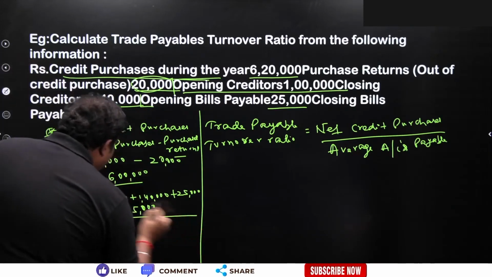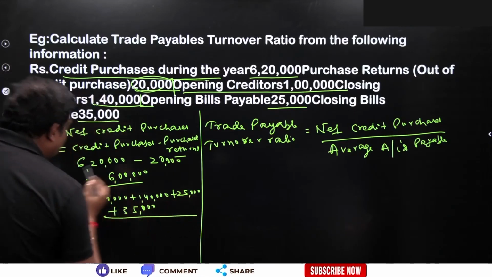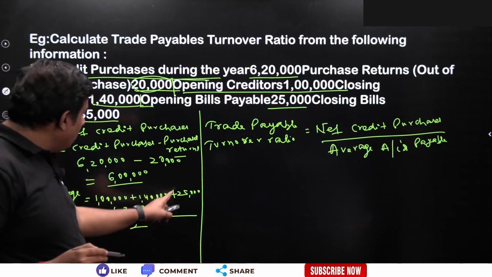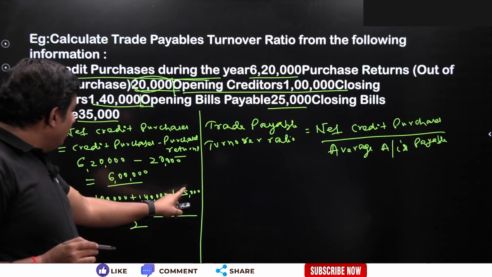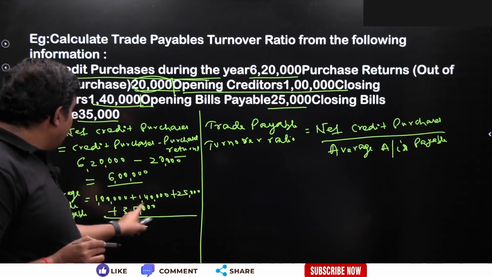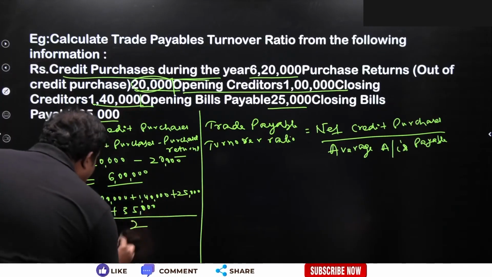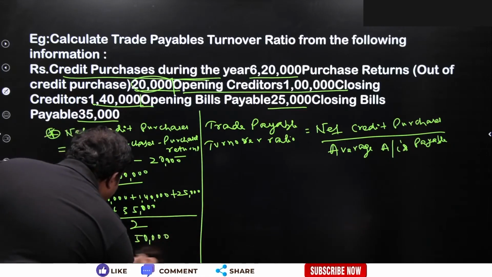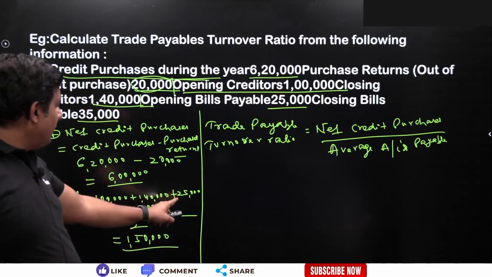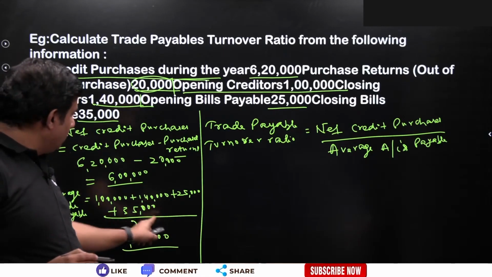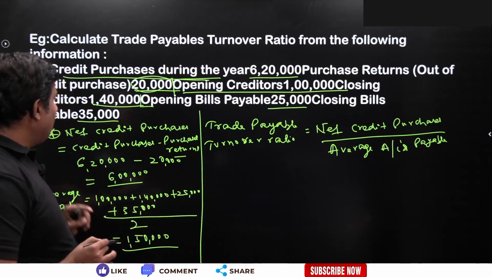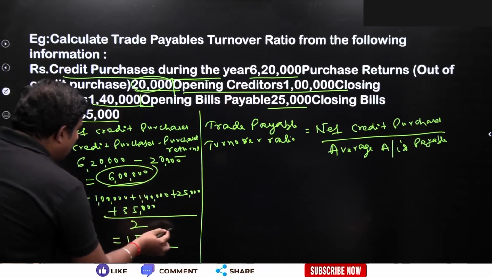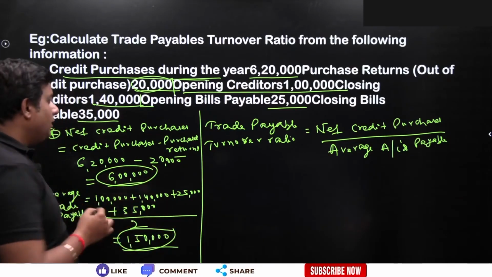So 1 lakh plus 1,40,000 plus 25,000 plus 35,000, divided by 2. 1 lakh plus 140 gives 240, 240 plus 25 gives 265, plus 35 gives 3 lakh. 3 lakh divided by 2 will give you 1,50,000. So now we have the availability of net credit purchases, and at the same time the average trade payable.